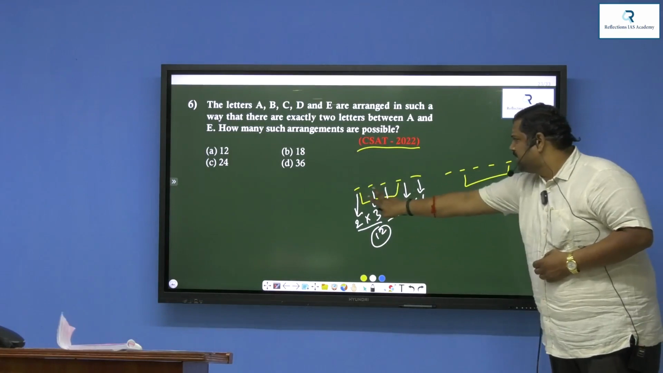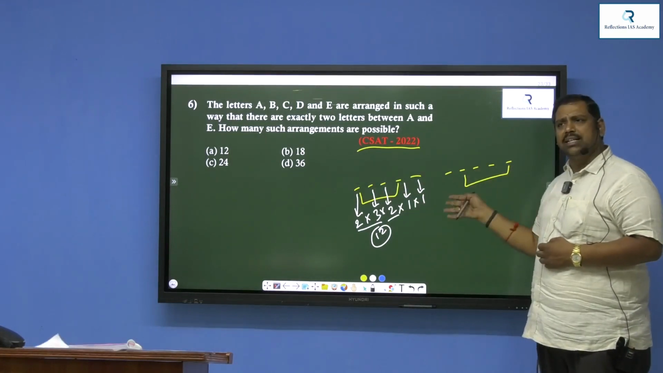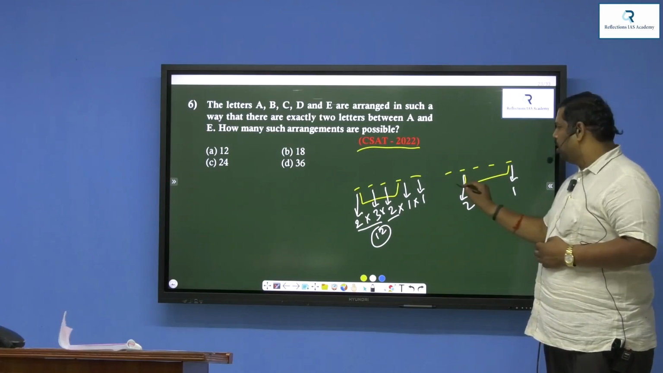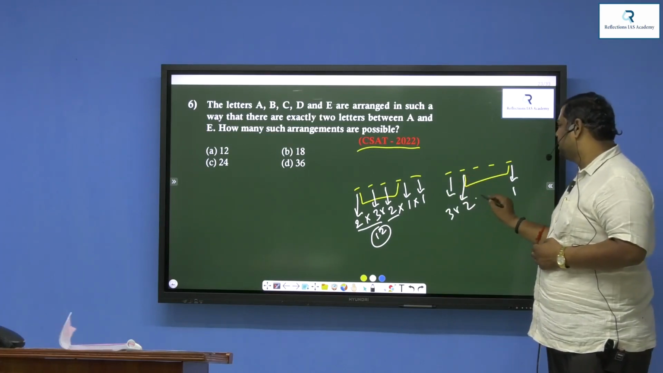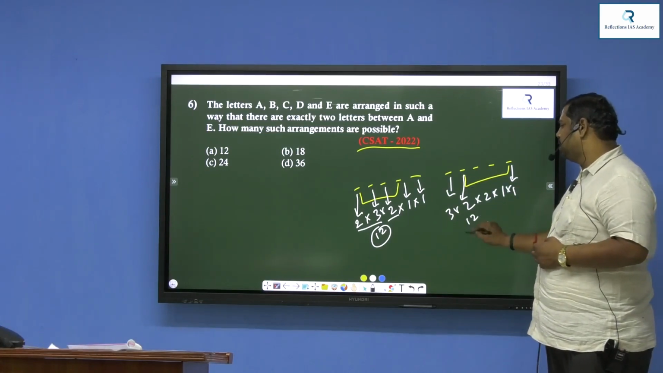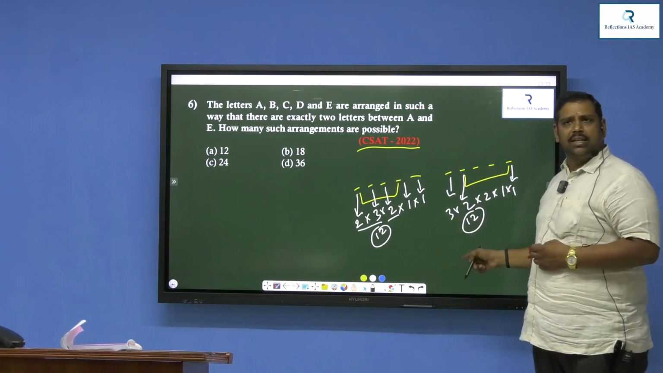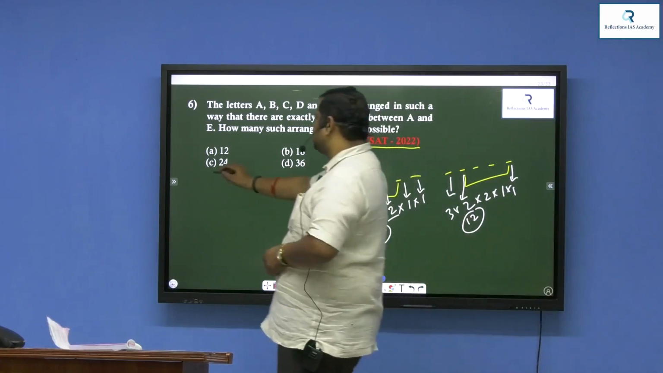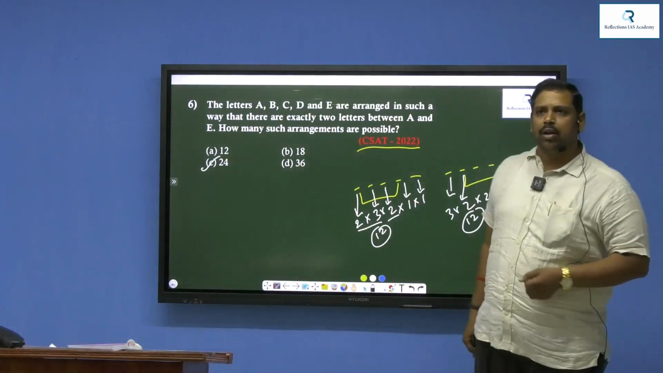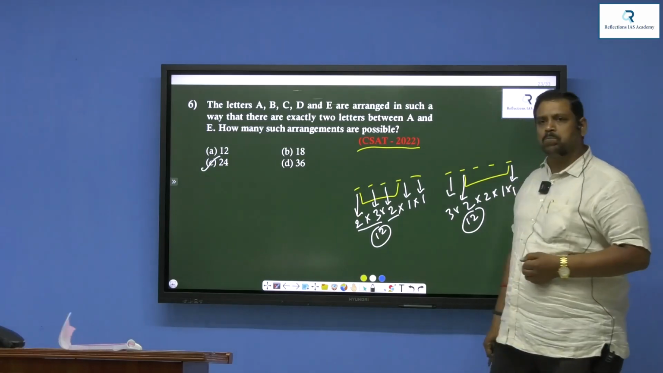So what I am thinking is the same will come here also, right? Just these two places were changed, sir, but the arrangement is same. This can be occupied by A or E, this can be occupied by one way. This can be occupied by any of the remaining three, any of the remaining two, any of the remaining one. Yes or no? So the answer will be same or different? There 12 cases, here 12 cases. Total are 24 cases. So answer is C. What's the answer? C. Am I clear?